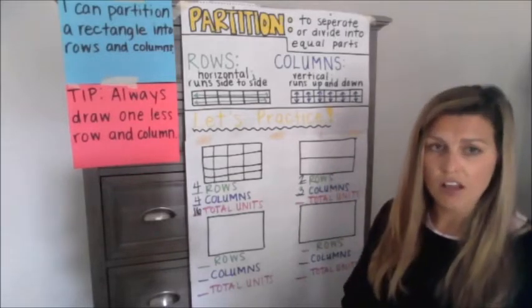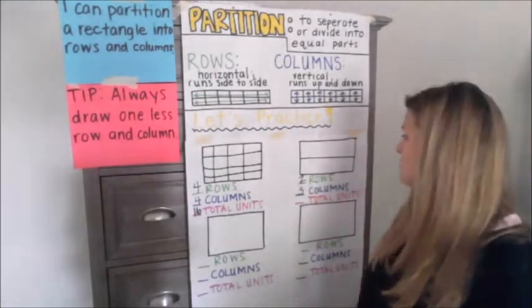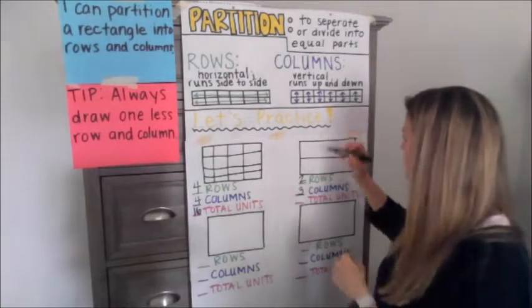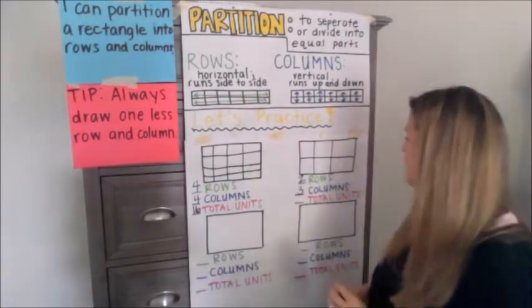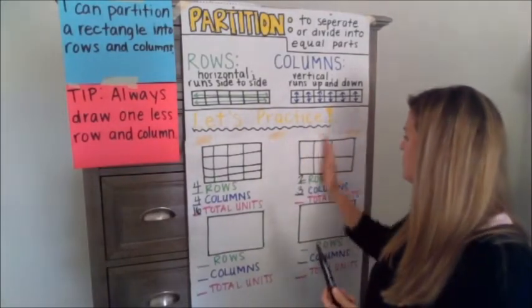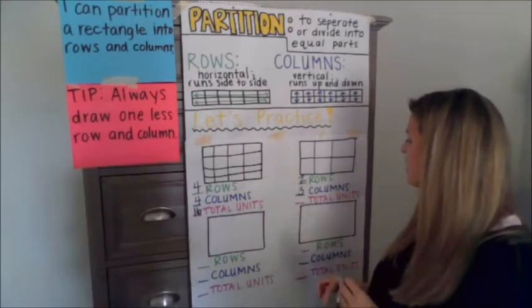Now we need to draw our columns. Columns go up and down. So we have 3 columns. How many lines do we need to draw? 2. 1, 2. All right, so let's check. We have 1, 2, 3. So we have the correct amount of rows and the correct amount of columns.